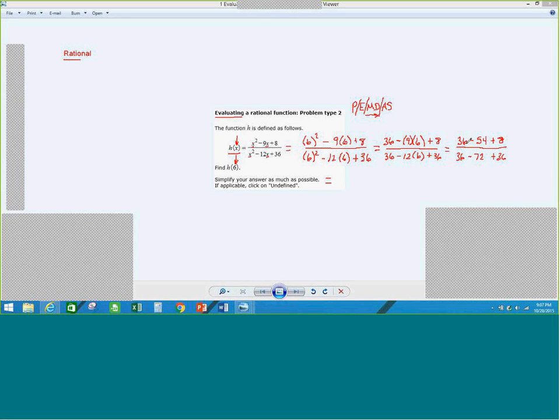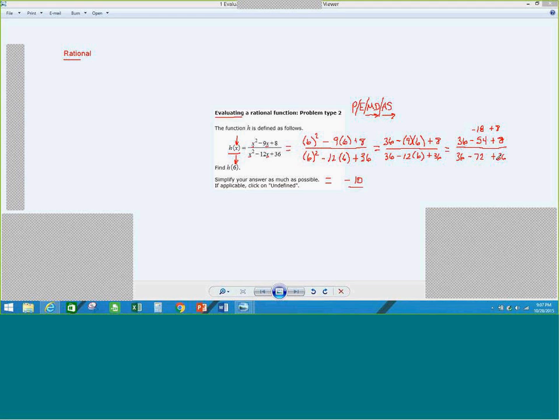Now, we're trying to get down to a single number answer. I see right here in our numerator, we're down to the addition and subtraction phase, and again, I do those simply from left to right. 36 minus 54 is negative 18. And then if we were to add 8 to that value, that leaves us negative 10. The numerator simplified down to negative 10.